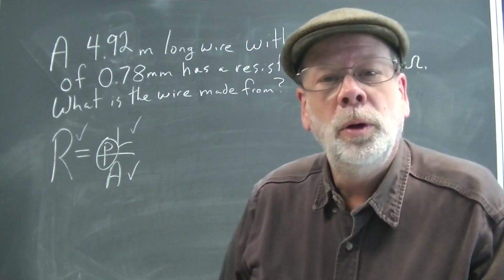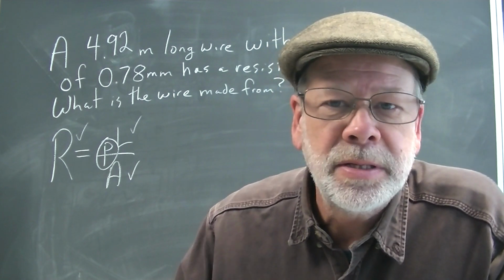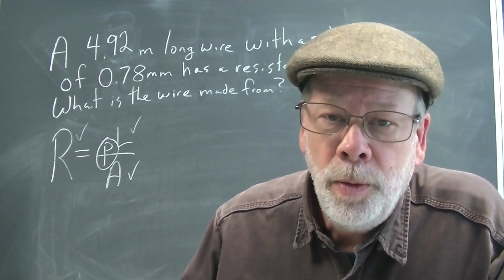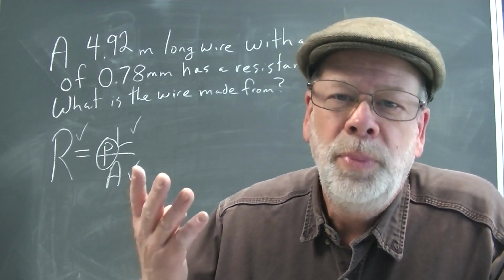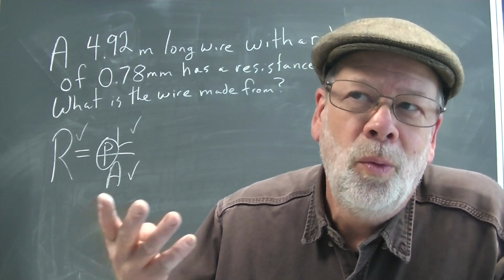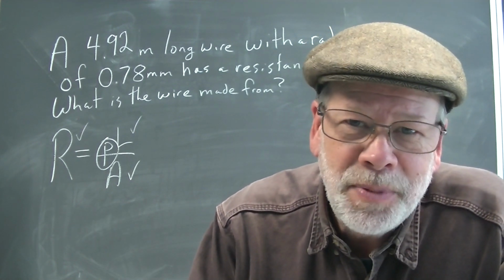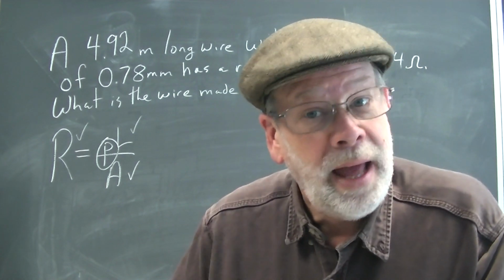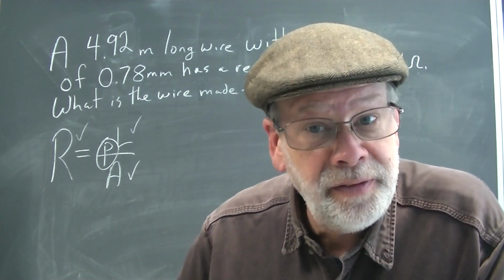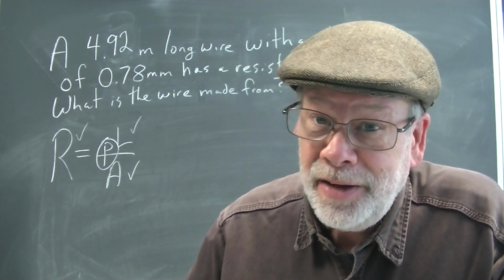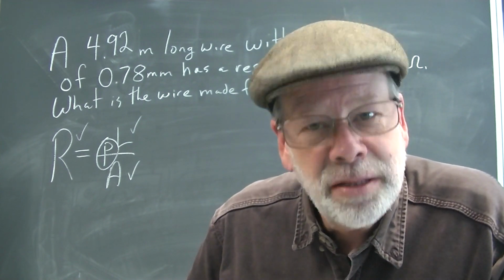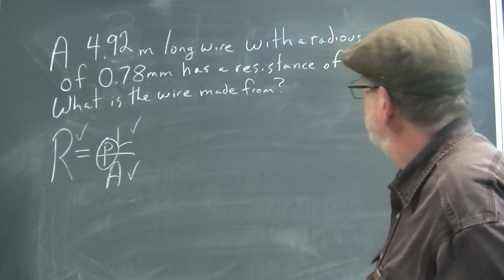rho. Well, rho is unique to each substance. So when we find rho, we will also be aware then of it's only one substance, at least on our reference tables, that would have that particular resistivity. So if we find the resistivity, we just identified the substance. So let's have at it, shall we?